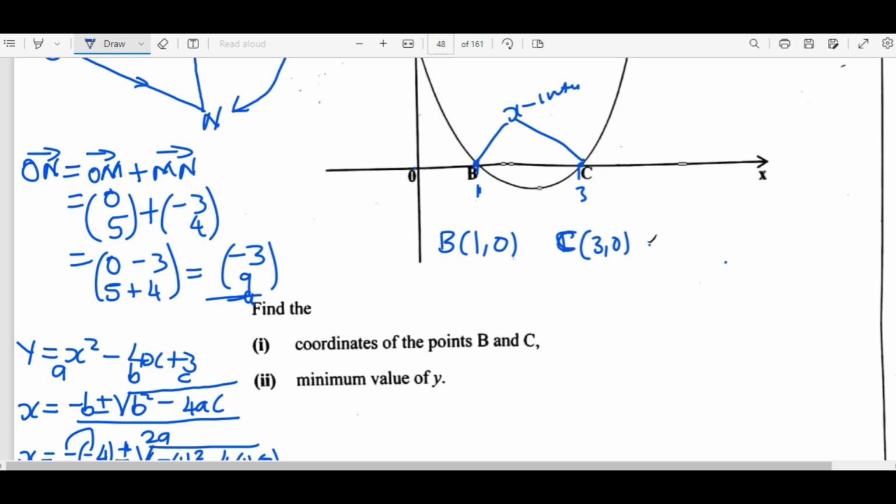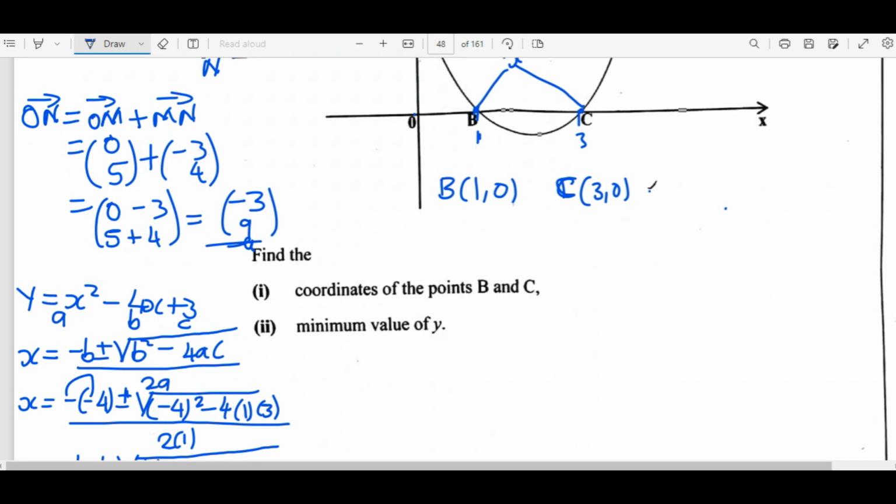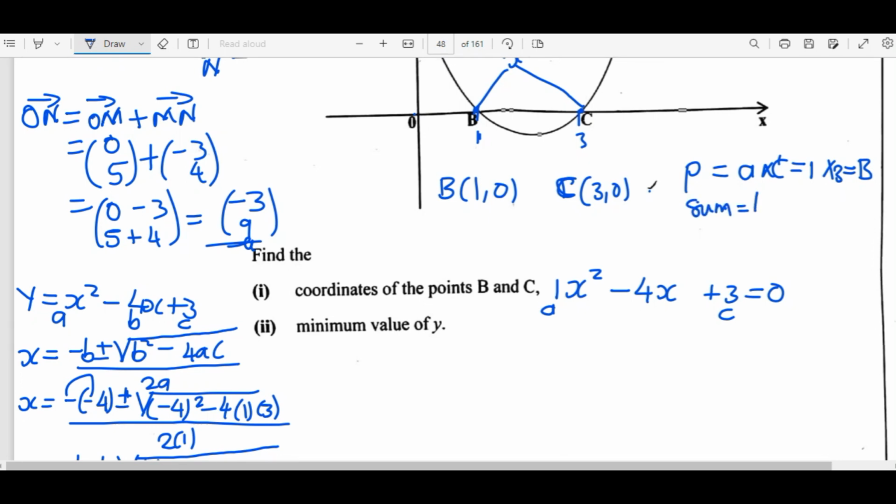Now let's say we want to use the factorization method. So our equation is x squared minus 4x plus 3 is equal to 0. So where there is y, we put 0. Then we are supposed to find the product, which is given by a times c. So the value of a is 1. So 1 times c, which is 3, is equal to 3. Then from there we need to find the sum. The sum is just the value of b, -4.